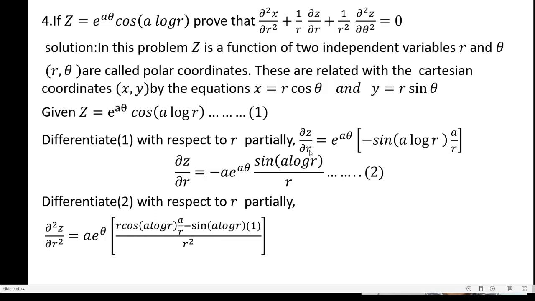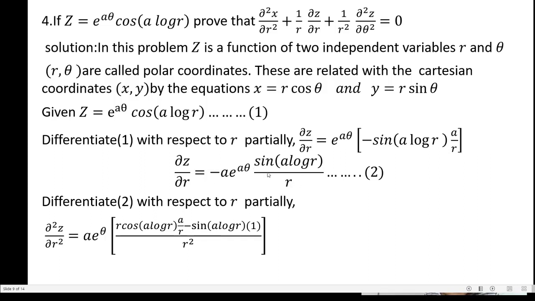What we have, ∂z/∂r is equal to e^(aθ) into the derivative of cos, which is minus sin of (a log r), and the derivative of a log r is a by r. So ∂z/∂r is minus a e^(aθ) sin(a log r) divided by r. This is equation 2. Now differentiate equation 2 with respect to r. What we have, ∂²z/∂r² is equal to, look here, a e^(aθ).